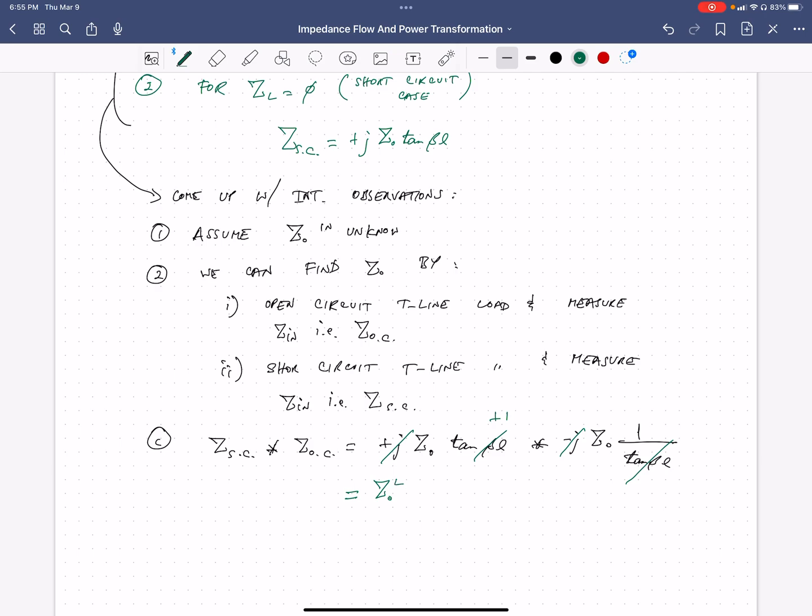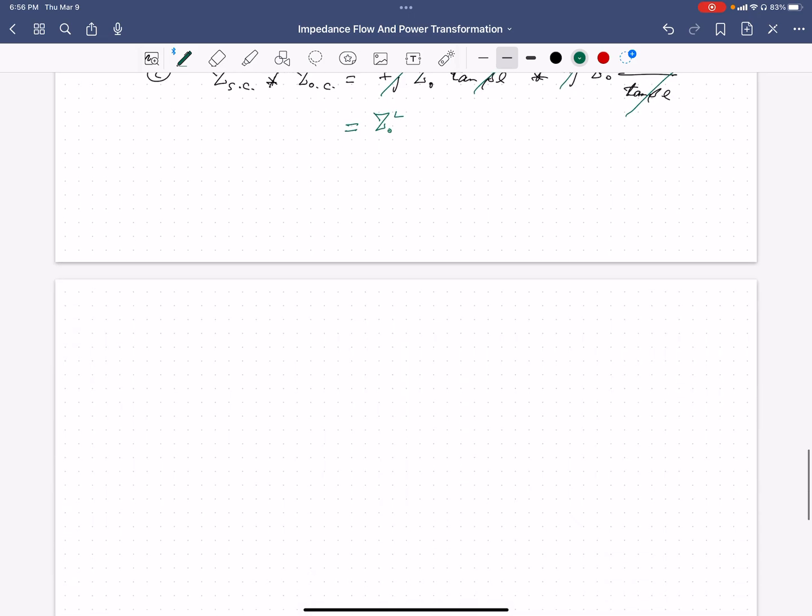So basically you can open circuit the transmission line, then short circuit the transmission line, and multiplying the input impedance of those two together, you can come up with the characteristic impedance of the transmission line for the case of an unknown transmission line. Okay. So that's one fact again. Keep banking all this information.